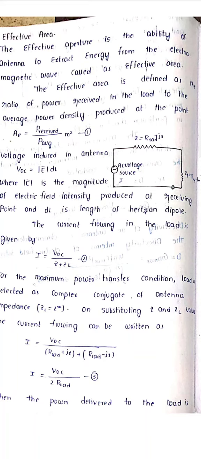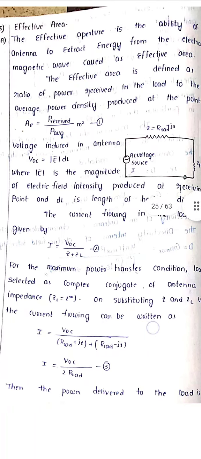So effective area is defined as the ratio of power received in the load to the average power density produced at that point. Let me repeat: the ratio of the power received in the load to the average power density produced at that point.